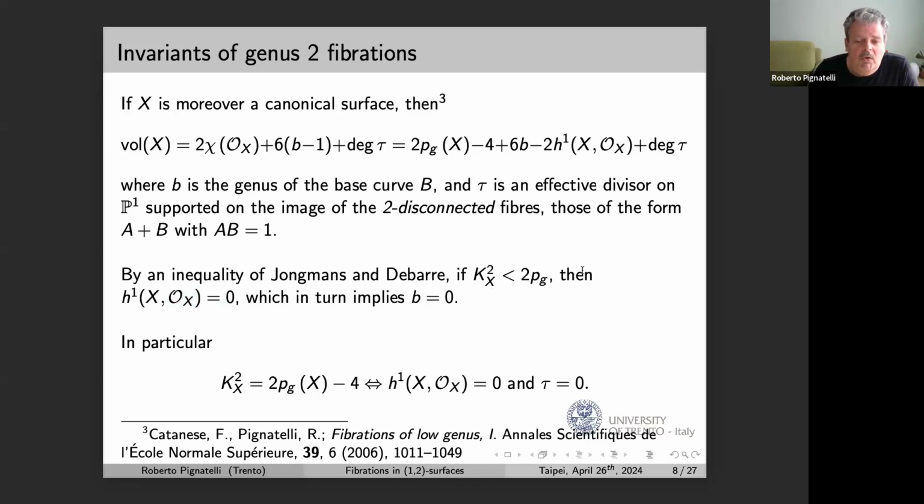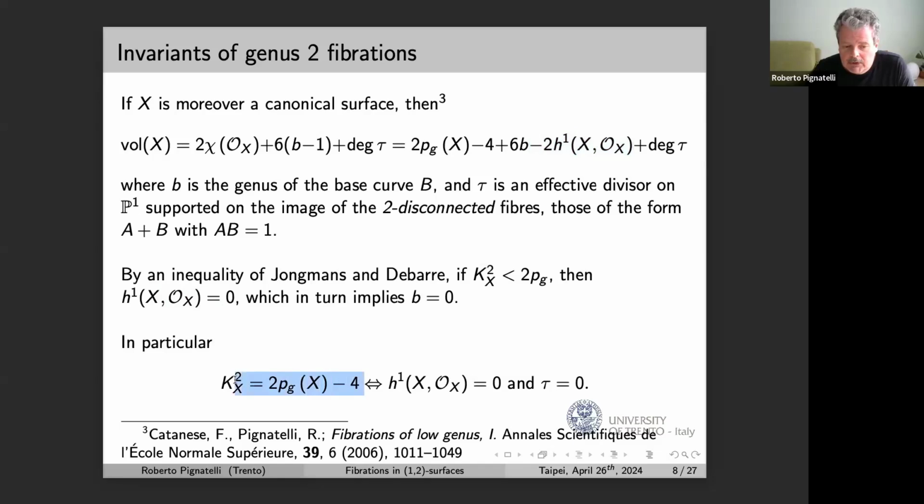So, since I want to study what happens when the inequality is an equality, I can forget about it. I can assume this to be 0. And in fact, what I get is the equality. Now, I wrote K squared because I'm supposing a canonical surface.